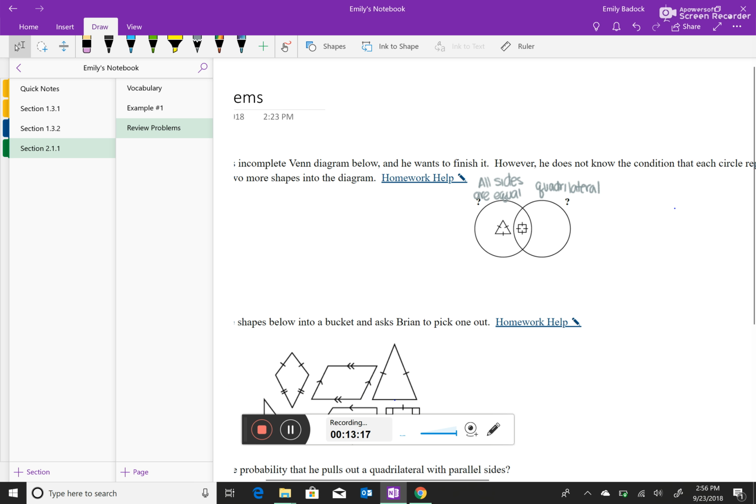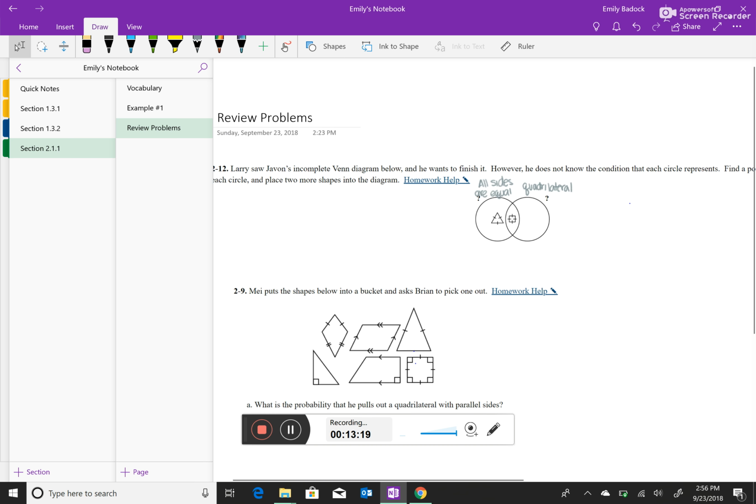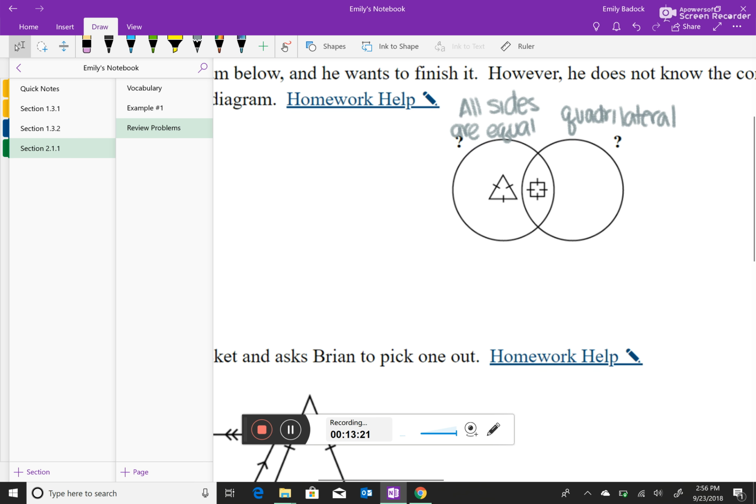So it just says, and place two more shapes in the Venn diagram. So we could place a rectangle over here, because that's a quadrilateral. And then we could place a regular hexagon in here. And I know that doesn't look like all sides are the same, but the definition of that says they are. So you could put anything in there that all sides are equal, and on the other side you could put anything that is a quadrilateral for that guy.